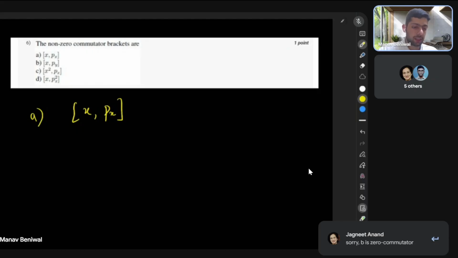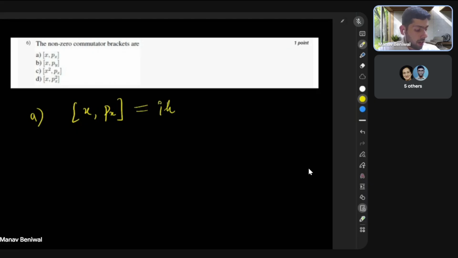Yes, correct. We know that this is iota h cut, which means this is not equal to 0. So this is definitely a non-zero commutator. And then we have x comma py. Notice that this is the momentum in the y direction, py, and this is the x position, and they do commute. So this is 0, so B is 0.